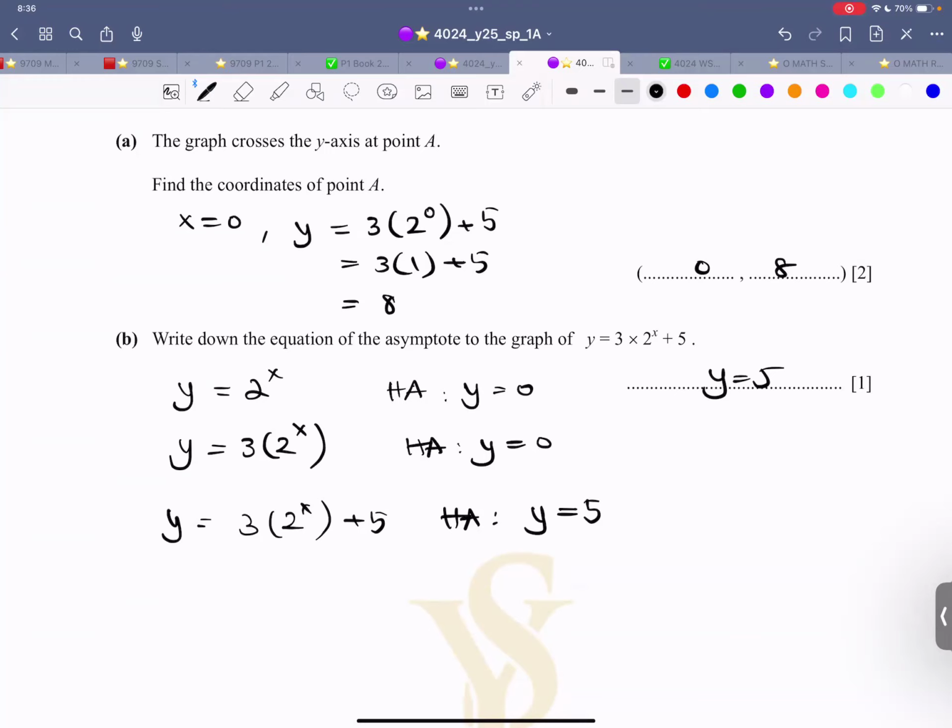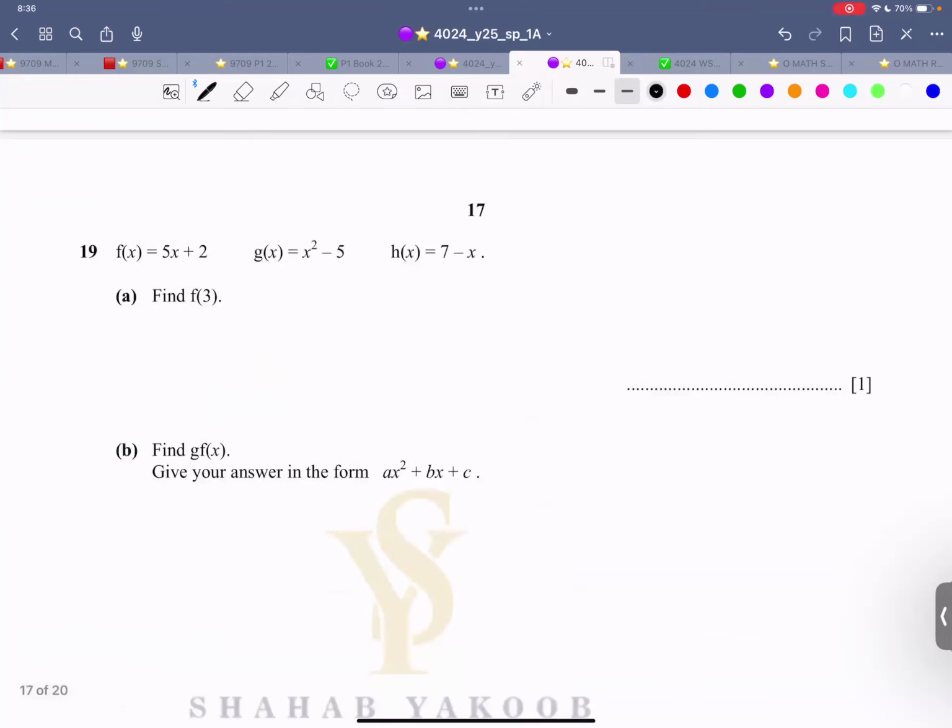Okay. Now what's the next one? 19, functions. f(x) is 5x plus 2. Find f of 3. f of 3 is 5 into 3 plus 2. 15 plus 2 is 17. So that thing is done. Let me just hold for a second.